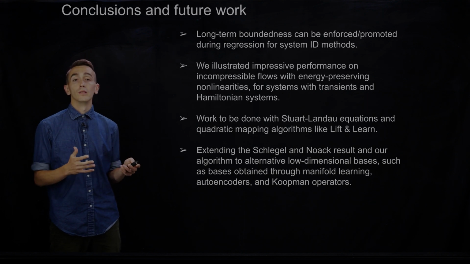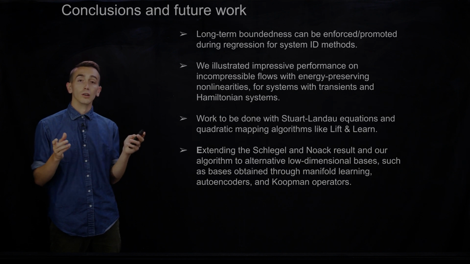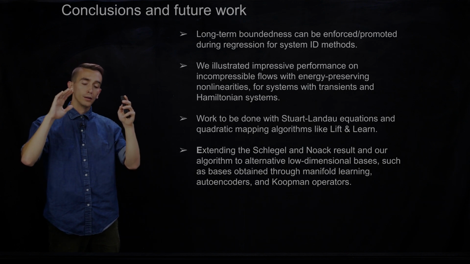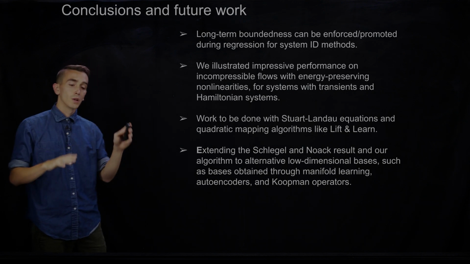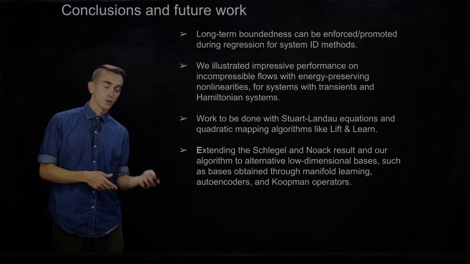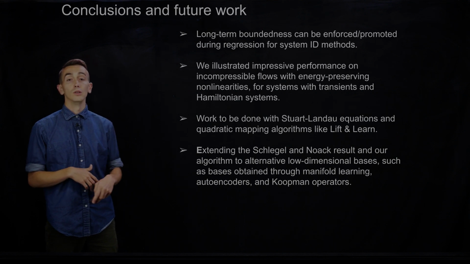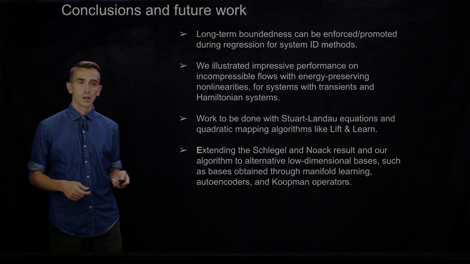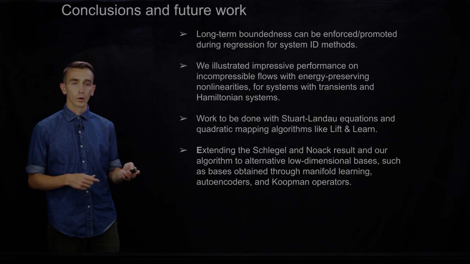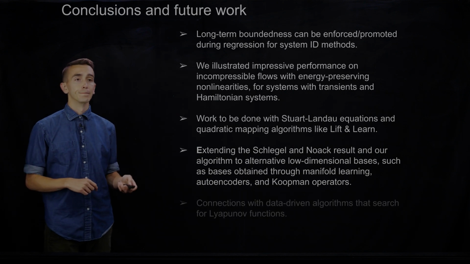So right now, the way this works is our model is in the Galerkin basis. We're using the proper orthogonal decomposition to change our fluid velocity u to a set of low-dimensional modes A. And we want to extend the Schlegel-Noack theorem so that we can use any low-dimensional representation that we want. Many of the modern ones use autoencoders or other neural network-based approaches. So there's work to be done there, and that would be really, really exciting.